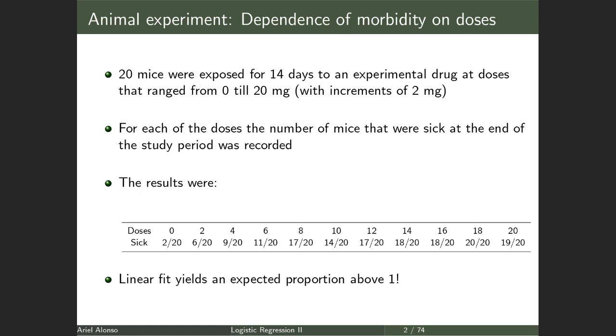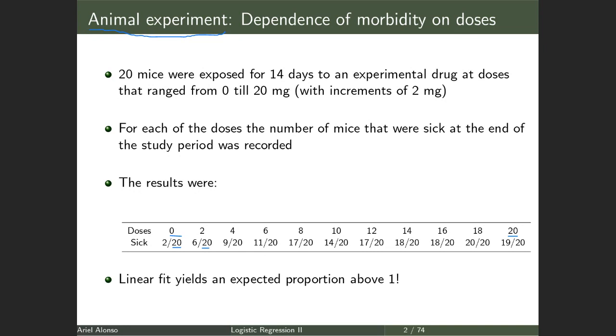But let's see an example. Here we have the animal experiment. You know already the setting. This is some kind of toxicological study. They use 11 different doses, ranging from 0 to 20. These are the different doses of this chemical, of this drug that they were studying, and they assigned 20 mice to each of these doses. And they waited for a period of 14 days, and at the end of that research period, they counted the number of animals that had been sick by the end of the study.